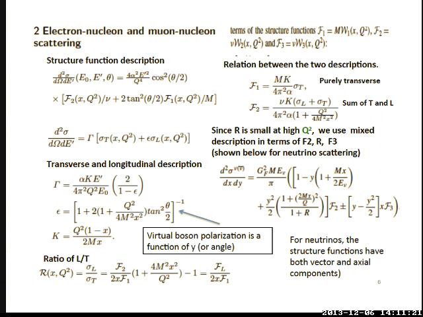So first of all, let me just define the concept of structure function. On the left-hand side, we have electron scattering. Everybody knows this, the two structure functions, F1 and F2. And then there's an alternate description in terms of transverse and longitudinal scattering. The two languages are equivalent. F1 is almost all transverse, and F2 is transverse plus longitudinal. And there are relationships between them. And people talk about the ratio of transverse to longitudinal.